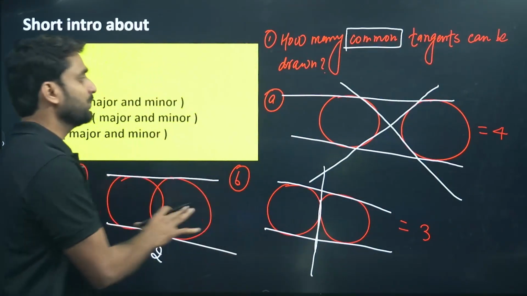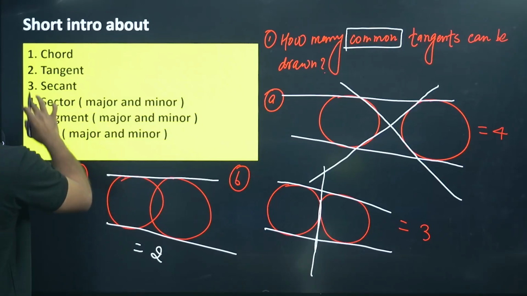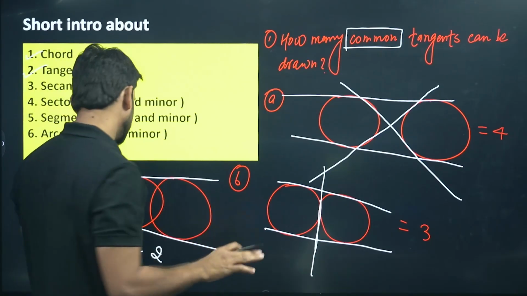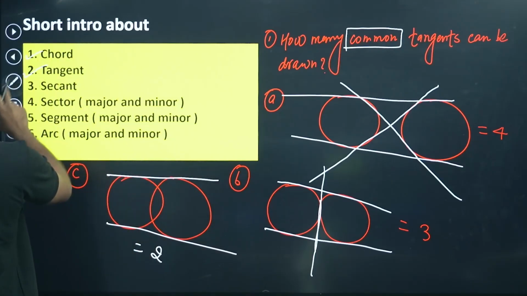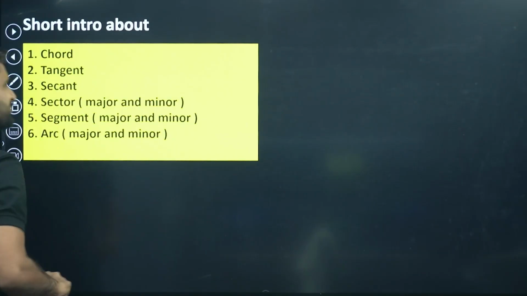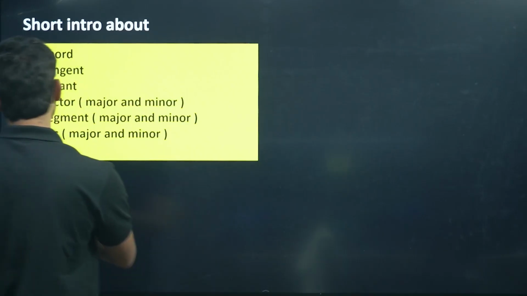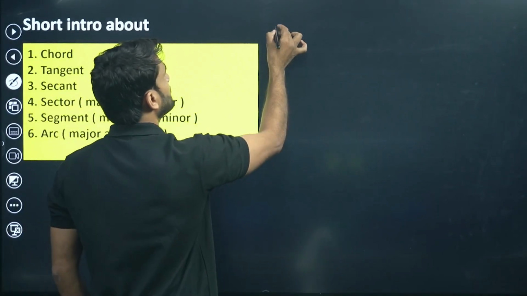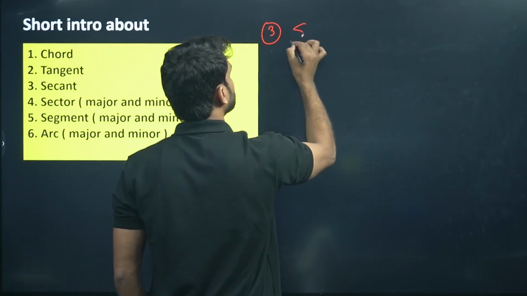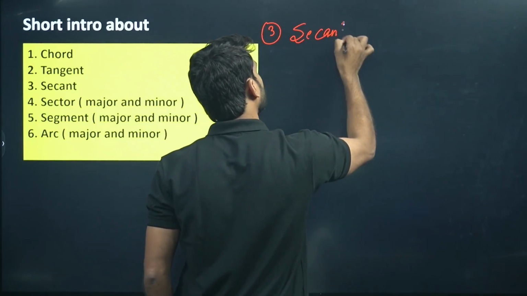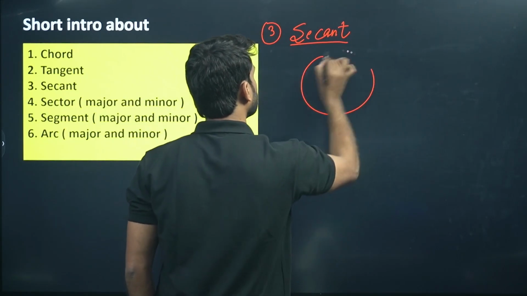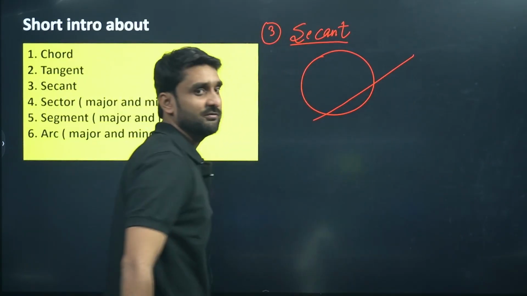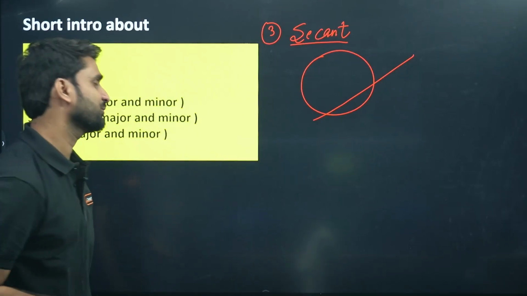Okay, so you should know the concept here. So hope you have understood the tangent, chord term, the tangent term. Both you have understood. Okay, so the third point is, we are going to talk about secant. Secant is what? The line which cuts the circle like this, the line which intersects the circle, which passes through the circle.